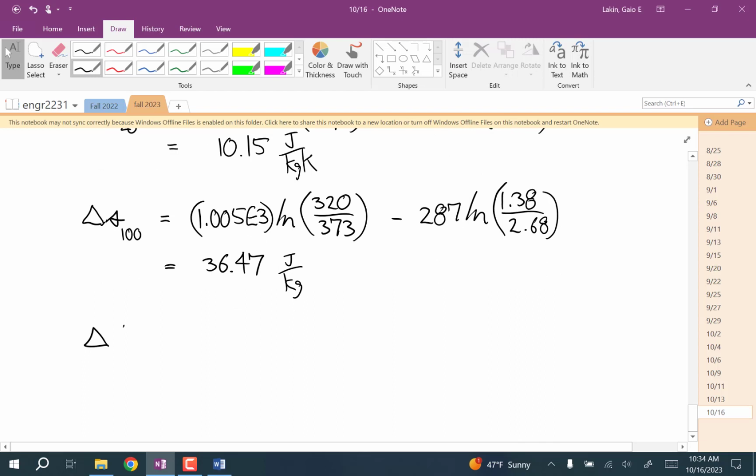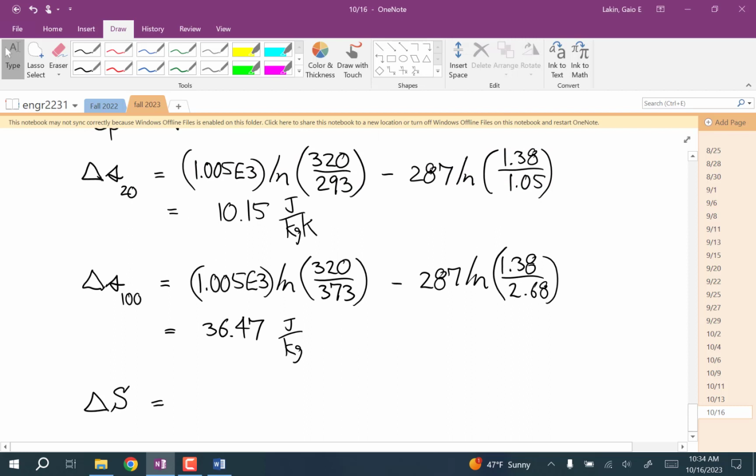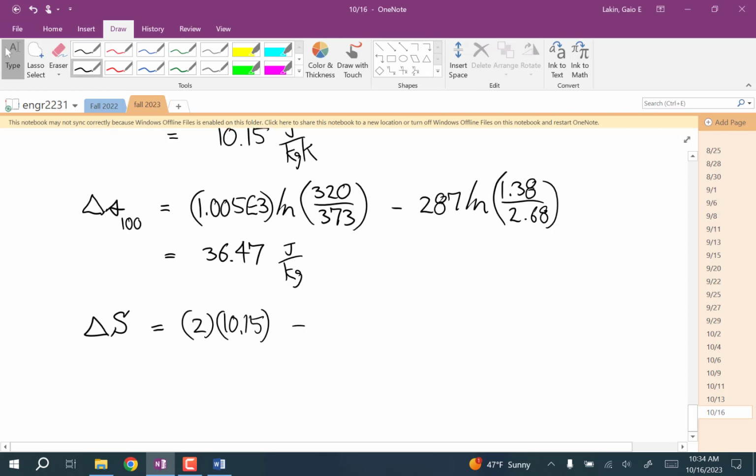So now we can calculate the change in the extensive entropy. At the 20 degrees, we started with 2 kilograms. So we have 2 kilograms times 10.15 plus 1 kilogram times 36.47. And we get a value of 56.77, something like that. And that's joules per Kelvin.